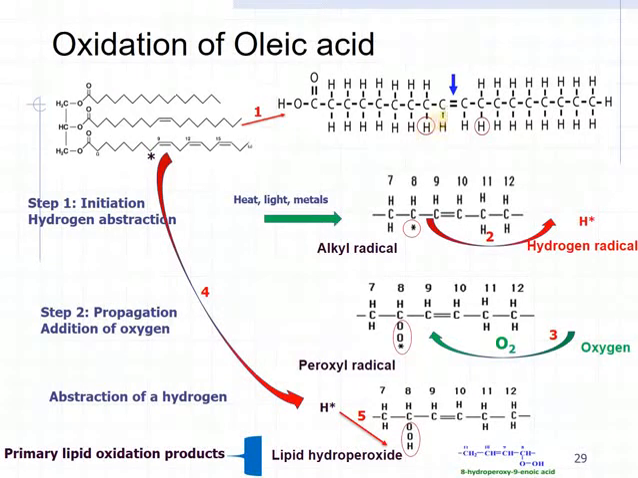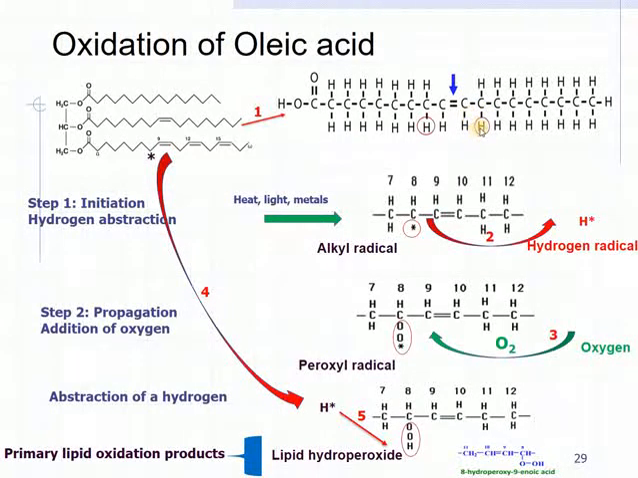As I had mentioned, the easiest hydrogen to abstract would be one that is adjacent to the carbon that contains a double bond. So it's usually the carbon that's adjacent. As we already know, oleic acid has 18 carbons with one double bond, which is located at carbon number 9 from the carboxylic side. So the adjacent hydrogens would be connected to carbon number 8 and carbon number 11.